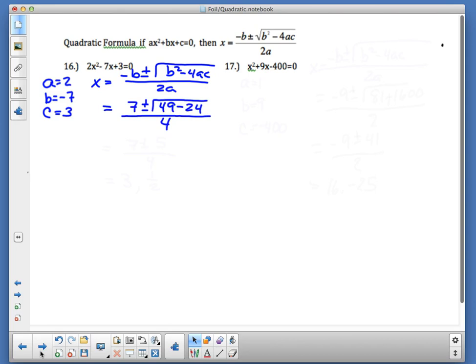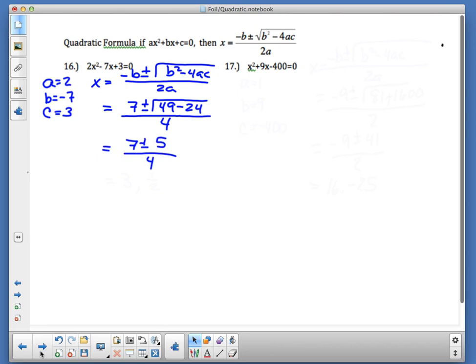Now, make sure you recognize opposite of b. I had b was negative 7. Opposite of negative 7 is 7. Plus or minus the square root of b squared. Negative 7 times negative 7 is 49. Then I subtract 4ac. A was 2, c is 3, and 2 times 3 times 4 is 24. So 49 minus 24 is 25. What's the square root of 25? 5. So I've got to find the square root of what that difference is.